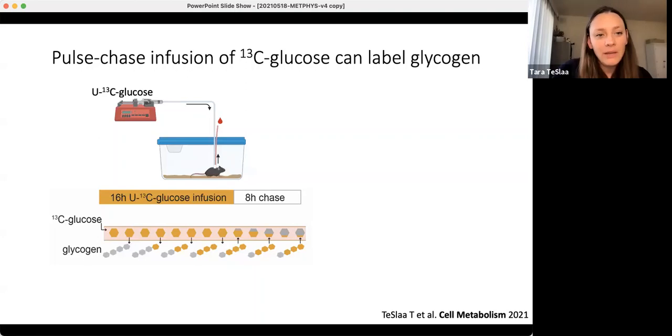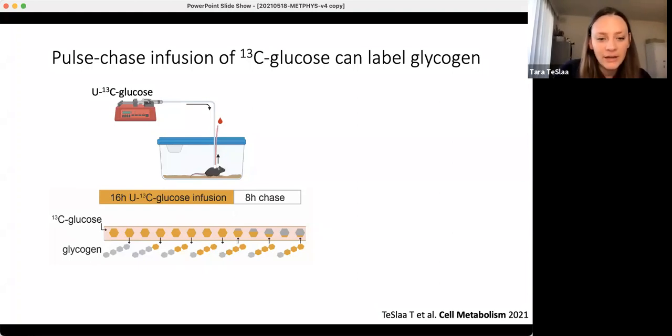And so what we came up with was a pulse chase infusion of carbon-13 labeled glucose. So we infused carbon-13 labeled glucose for 16 hours overnight while the mice are eating. And this should lead to labeling of circulating glucose and glycogen synthesis, and therefore the labeling will be incorporated into glycogen in the tissues. Then we stop the infusion in the morning and fast the mice.